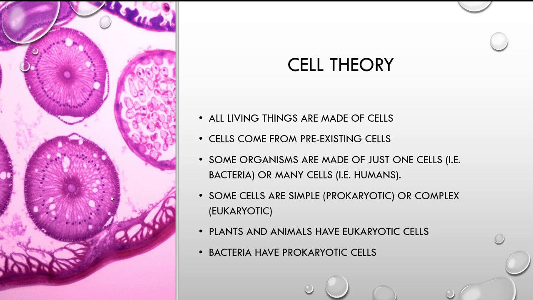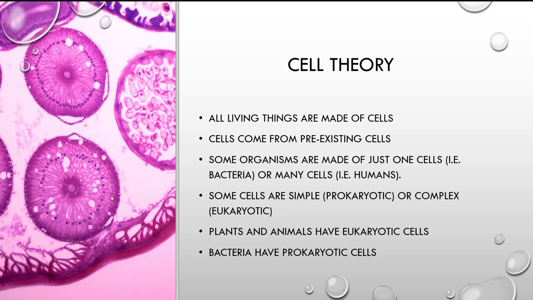You came from a sperm and an egg fertilized together to form a zygote, a single cell, which divided and divided and divided to become you. So cells come from pre-existing cells. So that is the essence of cell theory. So all living things are made of cells, and cells come from pre-existing cells.